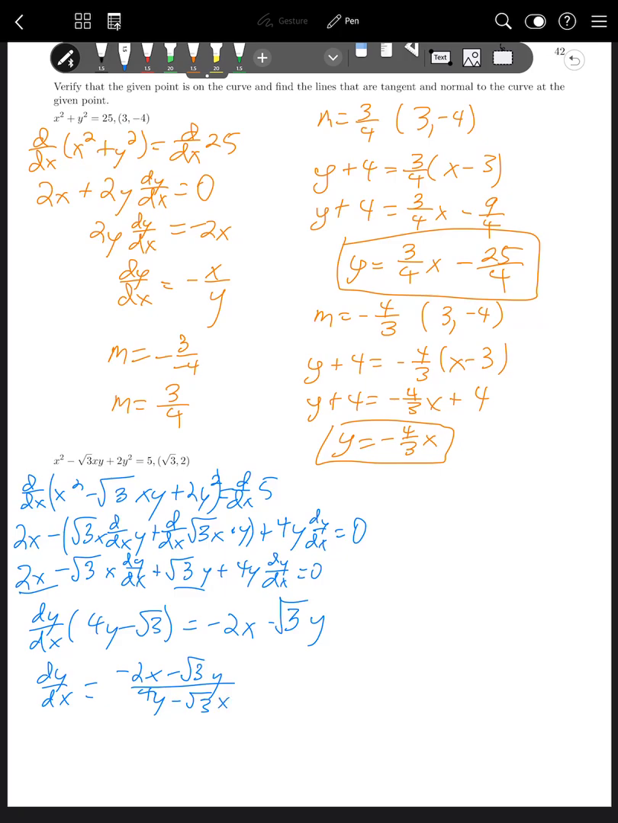X, sorry. Yeah, I knew I forgot something. There's an x. Yeah, the x, I left that out. The x that's right there. So now we just plug in these ordered pairs.